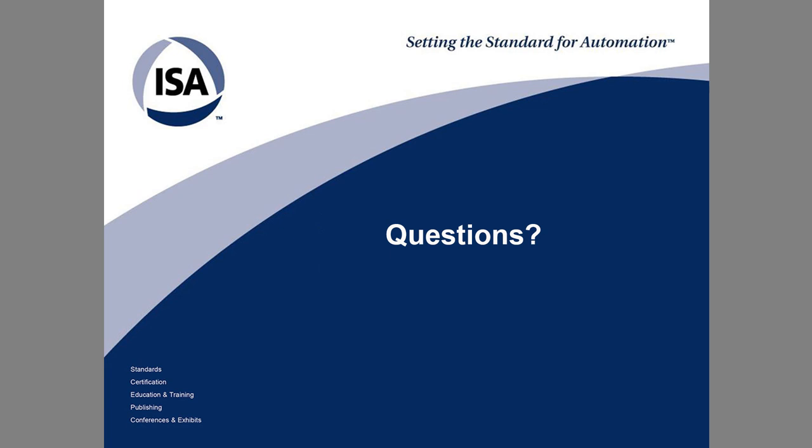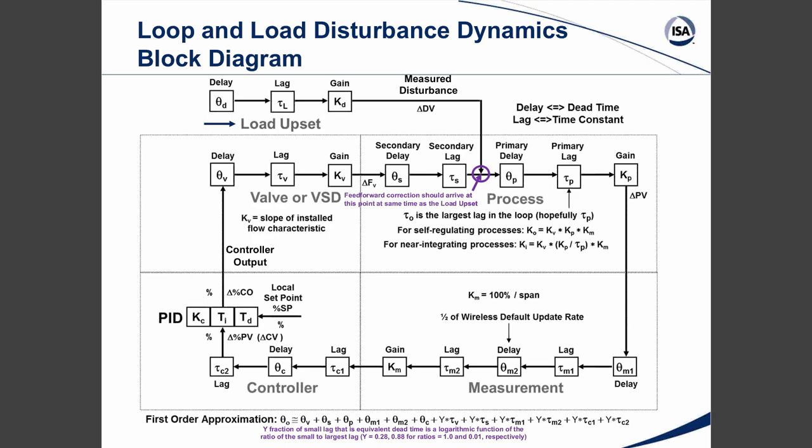Well, let me go back. Yeah, I think that block diagram is very helpful in terms of really defining what I meant. But you look at that load upset at the top there, we've got a delay, a lag, and a gain. Those are the load delays, load lags, and load gains. Then what is the loop? And this is a very good question. But if you look between the controller output and the point of entry of the disturbance, we see that there are two delays, one associated with a valve and one secondary delay associated with the process. So the loop delay would be the summation of the valve delay and the secondary process delay.